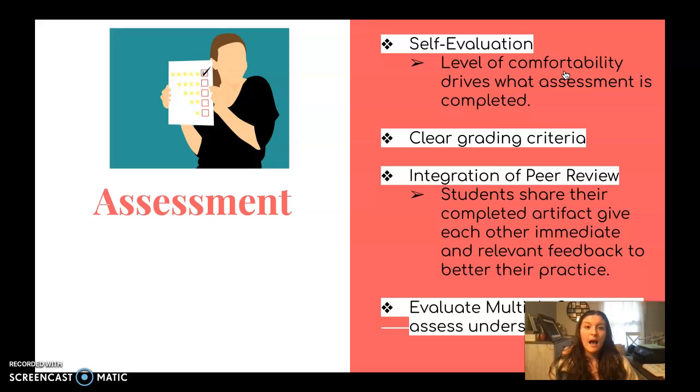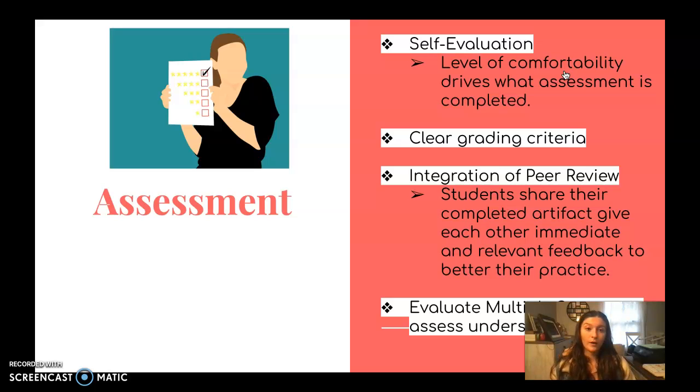For assessment, I had a lot of elements of self-evaluation, so students could decide on their level of comfortability when it came to a particular lesson. So they would sit there and say to themselves, do I feel like I have mastered this and I'm ready to move on? I need a challenge. Am I comfortable where I'm at? Or do I need some assistance from my teacher or my peers? And so this self-evaluation would drive what assessment they completed, which really differentiated my instruction and gave students choices within how they were assessed. There was clear grading criteria.